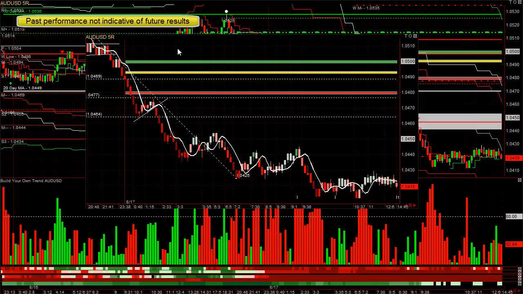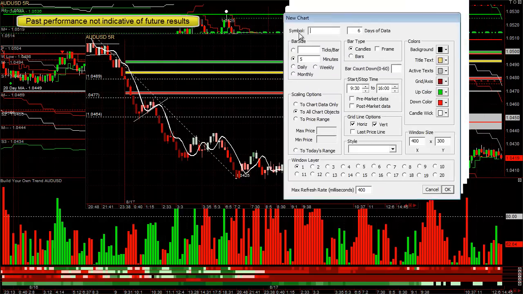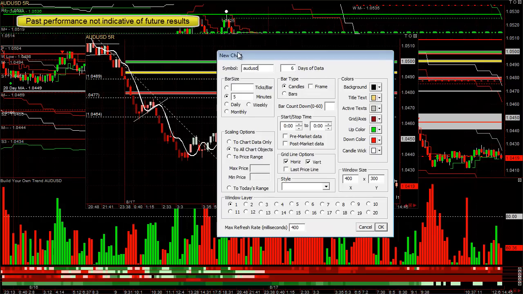Now there's another tool I'm working on that I'm going to be releasing sometime next week, and it is a very amazing tool. I'll show it to you right now. Bringing up an Australian dollar chart, 2 days, 5 pips per bar data.